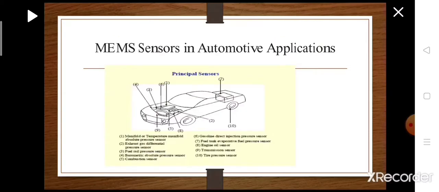So, an example: the MEMS sensors in automotive applications. This is an example. These are the principal sensors. The 10 sensors are there.